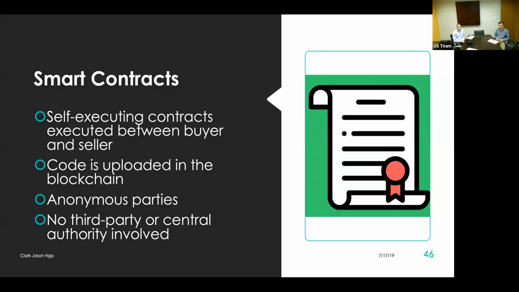So let's talk about smart contracts. Smart contracts are basically self-executing contracts between buyer and seller. The code is basically uploaded in the blockchain. Usually they're anonymous parties. They don't need to know each other. And there's no third party or central authority involved.